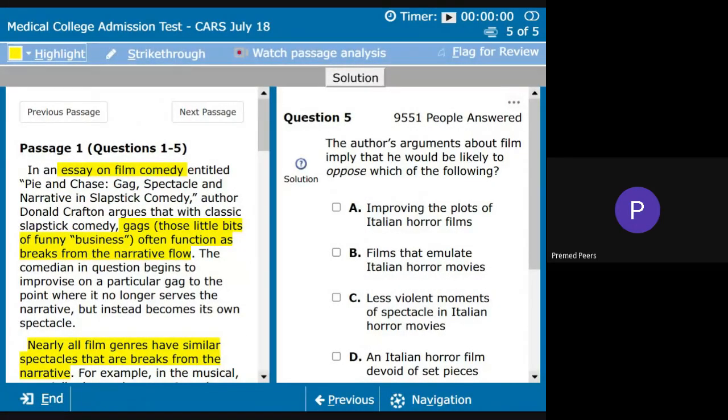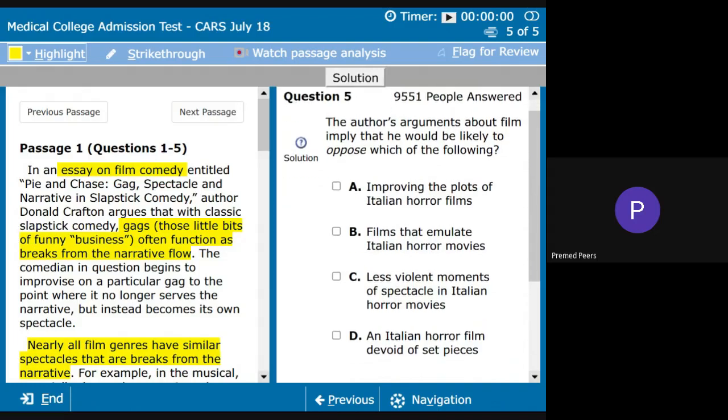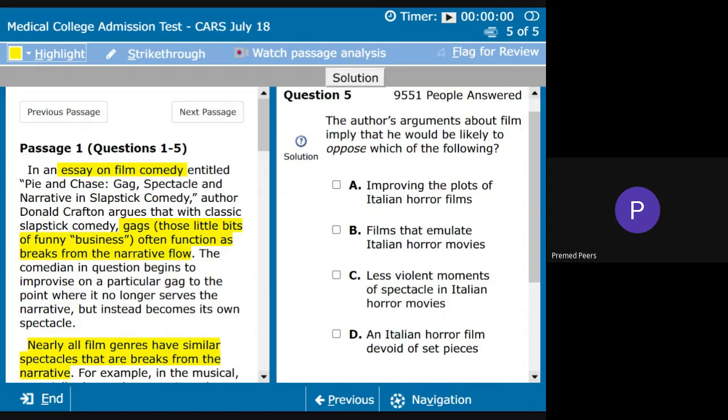Question 5. The author's arguments about film imply that he would be likely to oppose which of the following. This is one of those questions where you have to really understand what the author is arguing, what the main point of the passage is, and highlight where the opinions are coming through so that you can answer this. One more time in the chat, drop what your thoughts were, which one you would pick if this was the actual MCAT. It's okay if you didn't even get to this question. I know sometimes the passages take longer than 8 minutes, but throw an idea in the chat and I won't call on you unless you want to be called on. All right, we have D.